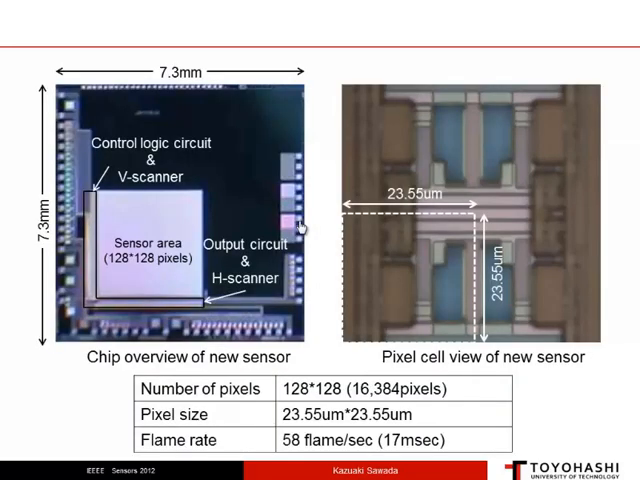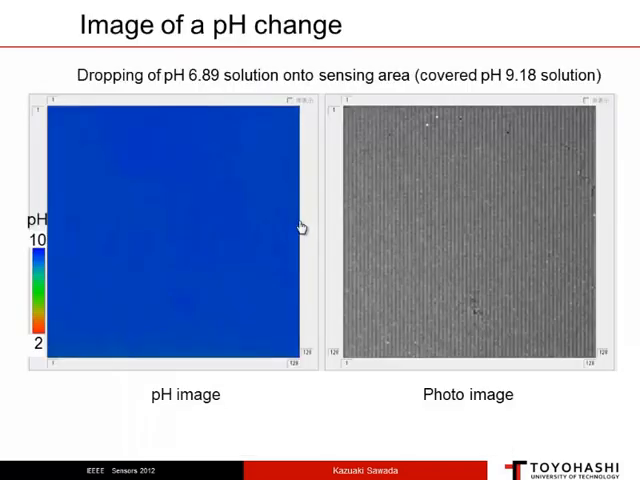Okay, now I will show a movie of the ion image taken by the ion image sensor. The maximum frame rate is 58 frames per second. It means the time resolution is 70 milliseconds. The number of pixels is 16,000, and each pixel is 23 by 23 micrometers.